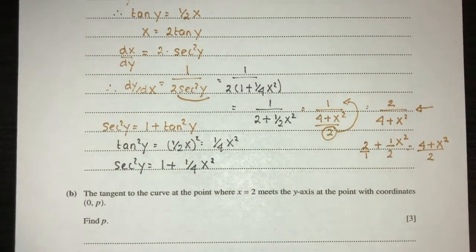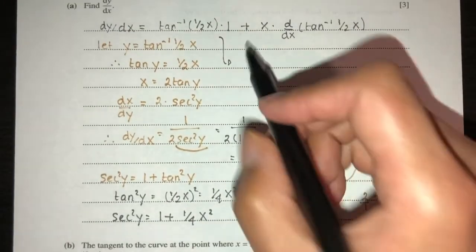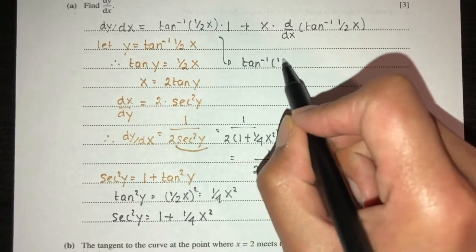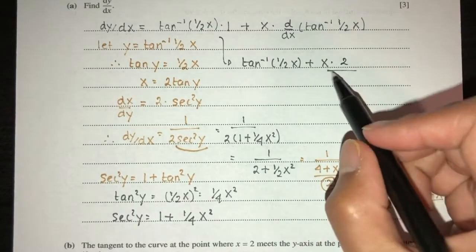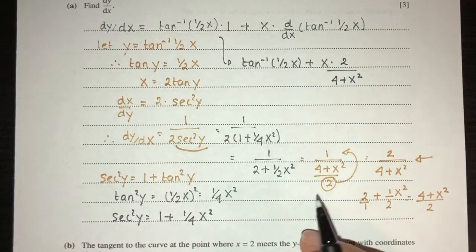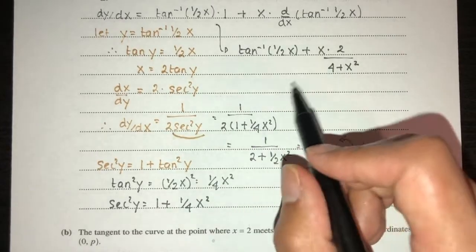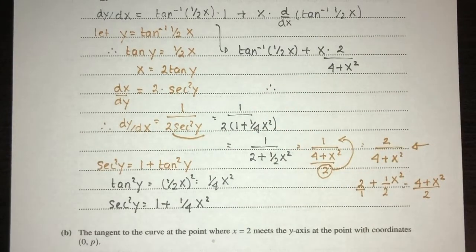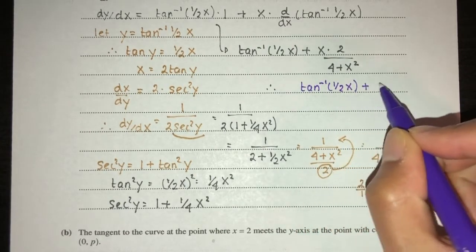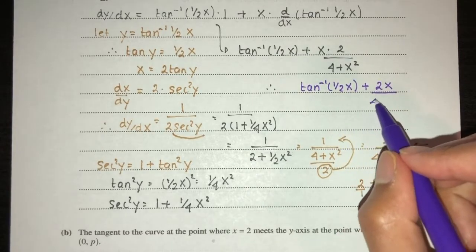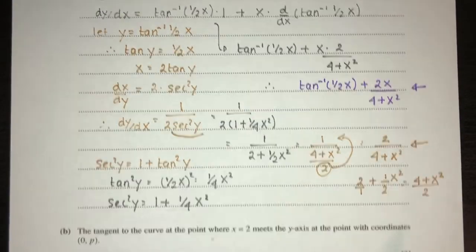So replace back in your main equation. That will give you tan inverse of half x plus x times 2 over 4 plus x squared. Okay, now you can simplify some more, but you can leave your answer just like that. That is good enough. Okay, that will be your answer. Let me write this down again. Let me use a different color here. That will be tan inverse of half x plus 2x over 4 plus x squared. That will be your answer for dy by dx. Okay, that will be for part A.